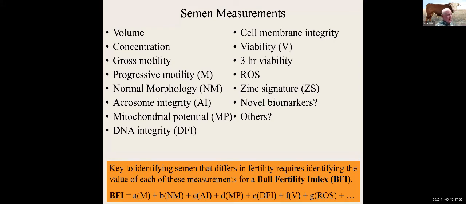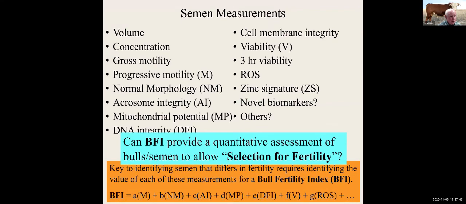And then we still have another big door to go through to go from semen fertility to bull fertility, because the semen measurements that we're making generally are on frozen-thawed semen as opposed to fresh ejaculates. So that's a pretty important component of this moving forward as well. So the question becomes, can a bull fertility index provide a quantitative assessment of bulls or semen to allow selection for fertility? And I believe it can. We just have to identify the components of that.